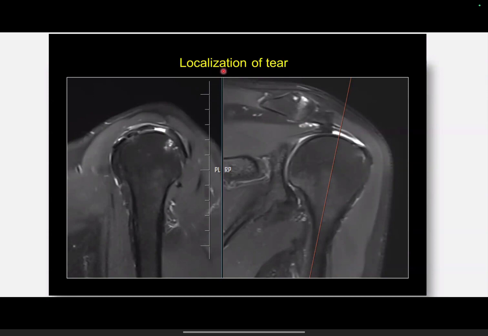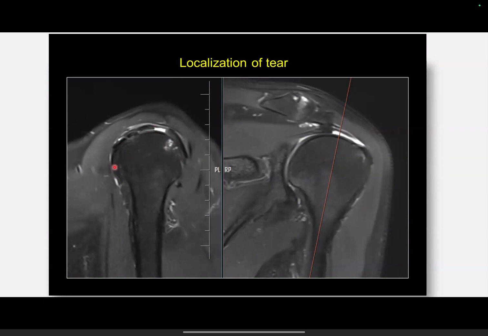Next is localization of the tear. On sagittal and coronal images, the coronal image is better to get the measurement of retraction or to confirm the tear, whether it's a partial thickness or full thickness. The sagittal will give us an idea about which part of the tendon is involved, either anterior, middle, or posterior, or whether it involves the conjoint, infra, or teres minor. So you should confirm on both coronal and sagittal images.